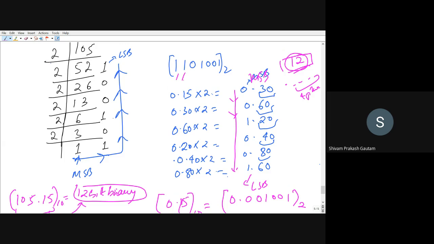So this is 1, 2, 3, 4, 5, 6, 7. So you can add one more here, and you can add 0 here, or you can accommodate 5 digits here. So the point is that you have to represent 105.15 using 12-bit binary only. Okay, so some amount of information will be lost. You can say that since we have stopped here, 0.60 information is lost in the last step that you have taken.